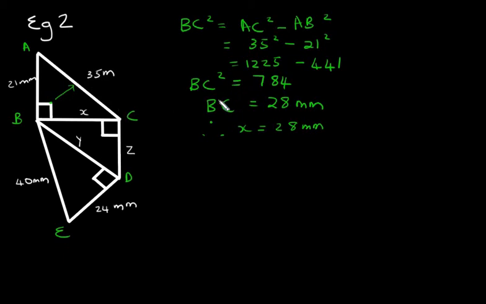So that will give us 35 squared minus 21 squared, which is equal to 1,225 minus 441, which will give us 784. However, we don't want BC squared. We want BC. What does that mean? We need to square root both sides, and that will give us BC is equal to 28 millimeters, and therefore X is equal to 28 millimeters.